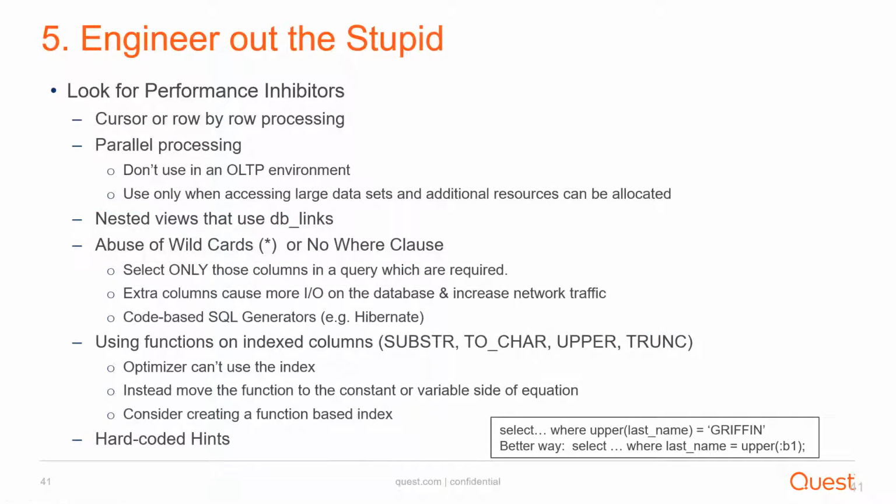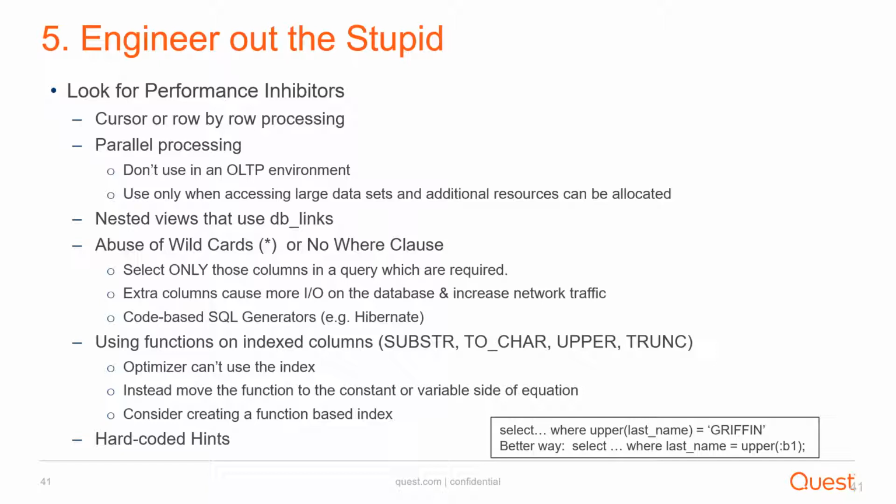Okay, tip number 5, and like I said, this is one I find myself in a lot: engineer out the stupid. You want to look for anything that's affecting performance, like cursor or row by row processing. Sometimes when you're in a hurry and just want to get the answer, I think logically, so I want to do row by row processing. But databases like set processing. Parallel processing, you don't want to use in an OLTP environment. You only want to use it on large data sets. If you use parallel processing, you're actually stealing processing power from other things.